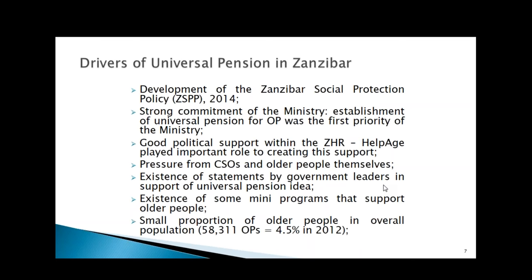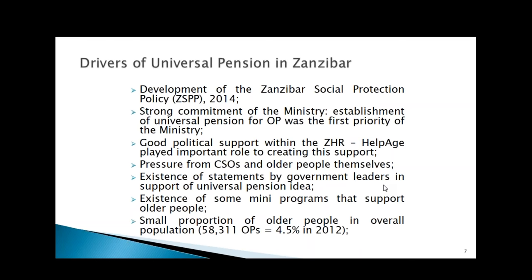The policy stipulated clearly that the government has to implement a universal pension, and that has been a huge trigger to the implementation of the pension scheme. Because otherwise, if it wasn't in the policy, maybe we wouldn't have the scheme implemented right now. But again, there's strong commitment of the ministry. The ministry considered this scheme as the most important program to be implemented as part of the policy implementation. So the ministry prioritized that scheme.